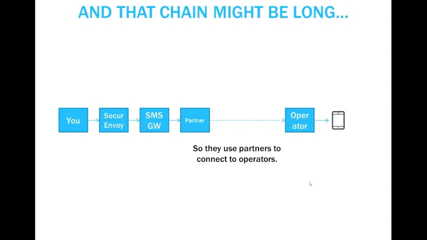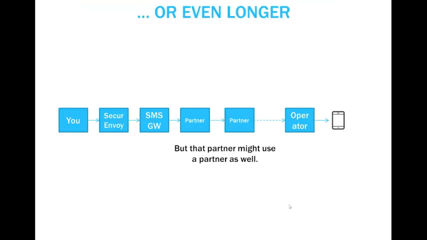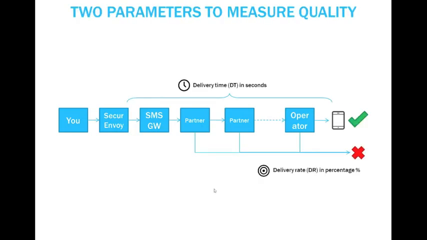So SMS gateways use partners. They use partners to connect to operators. So leveraging a partner network, they can connect to all the operators around the world. But it could be that your partner is using a partner as well. So you're creating a network of partners handling messages, delivering them to operators. And that then might introduce some difficulties.